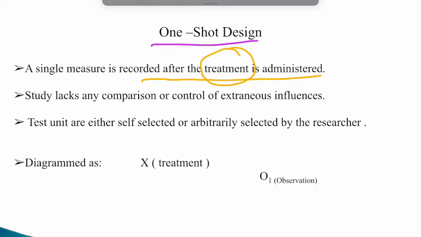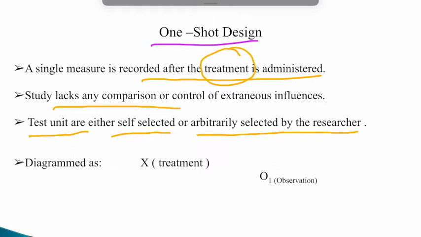So in this, a single measure is recorded after the treatment is administered. The study lacks any comparison because we are going for one-shot design. So here we cannot compare anything, and we are not going for any control of extraneous influence. And in this, the test units are either self-selected or arbitrarily selected by the researcher. So usually the units being selected for the experiment, for the test, are selected by the researcher, and that is usually arbitrary because it does not include any randomization.